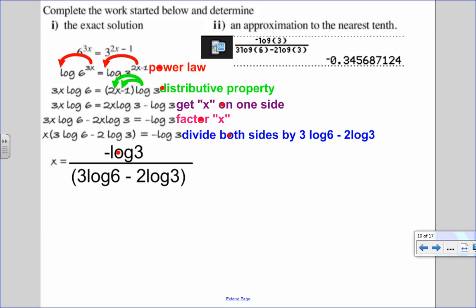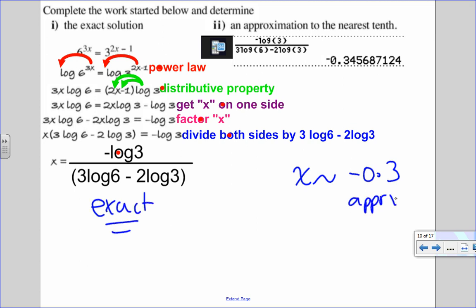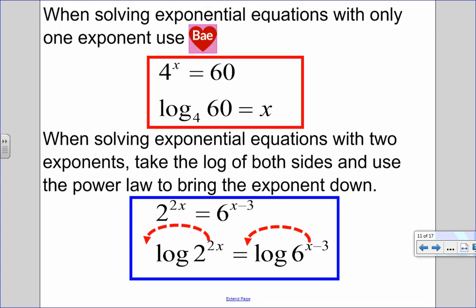So x is approximately negative 0.3. Exact, no decimals, approximate, rounded answer with decimals. So whenever you can, use Bay because it's so much easier. So when I have one power, use Bay. If I have two powers, I have to take the log and bring the exponent down.